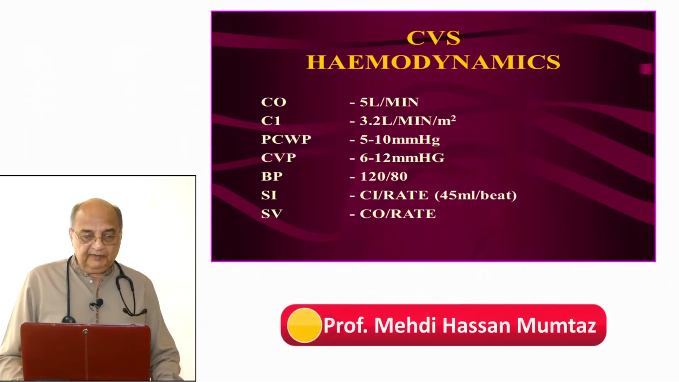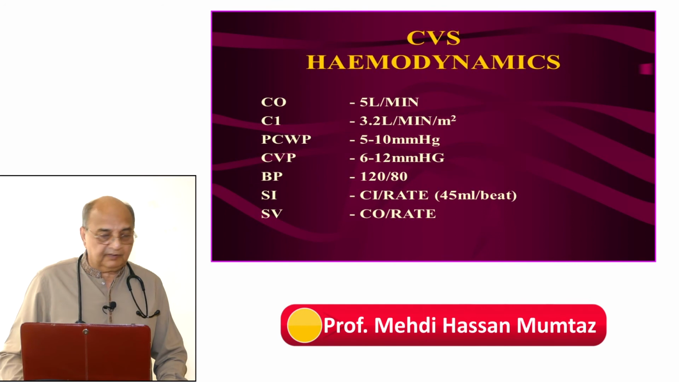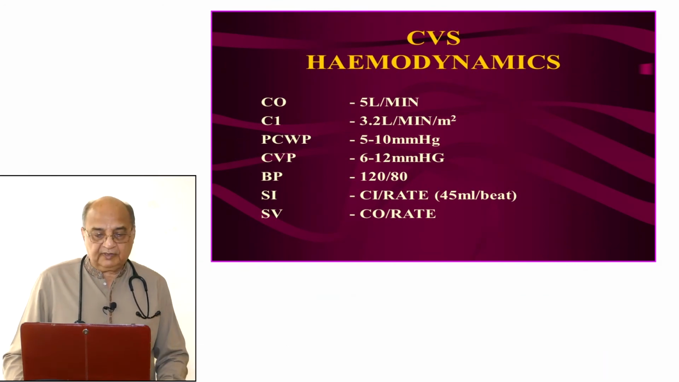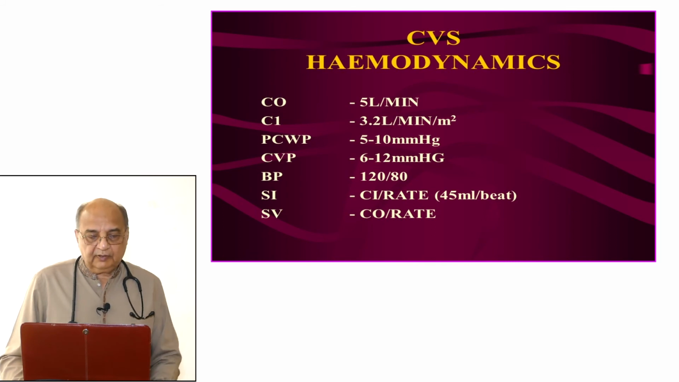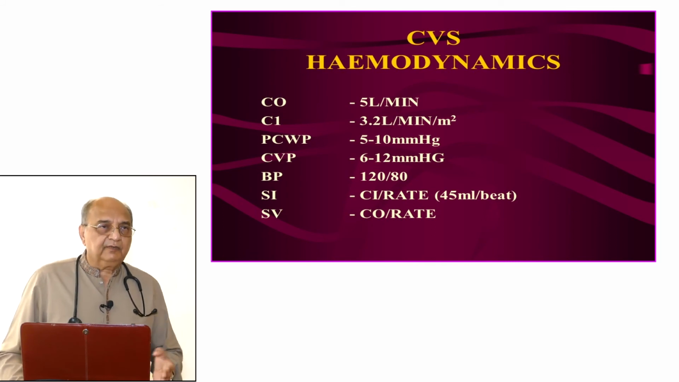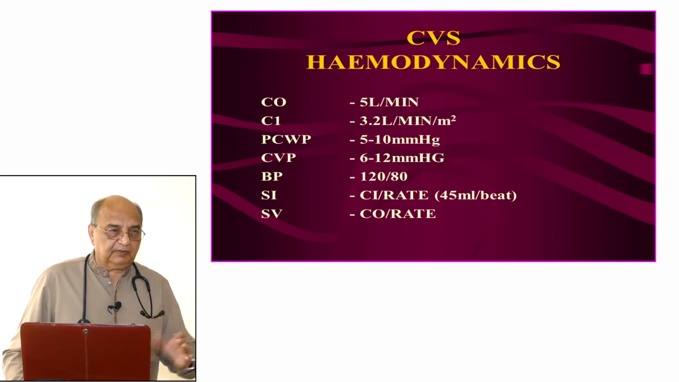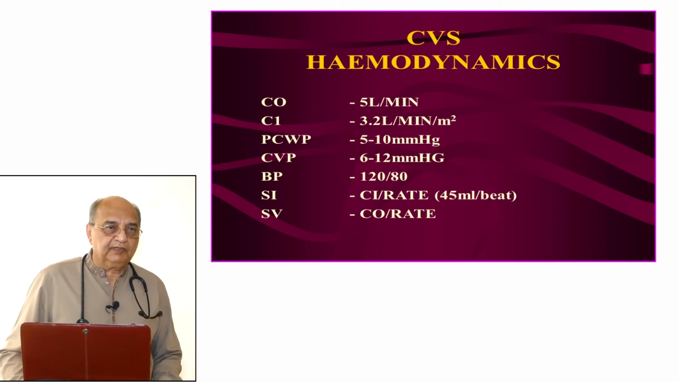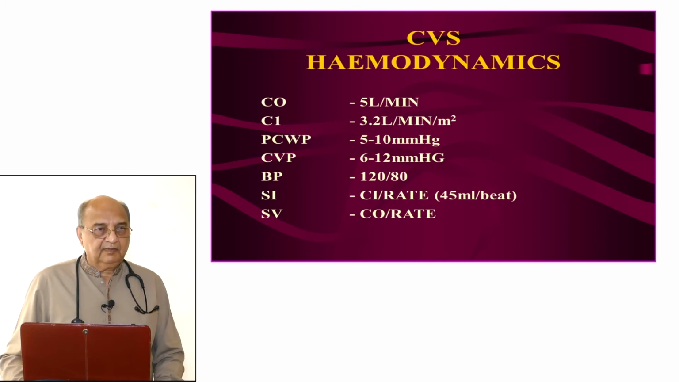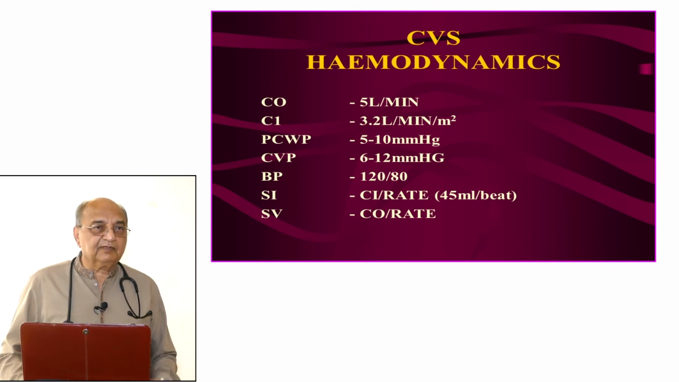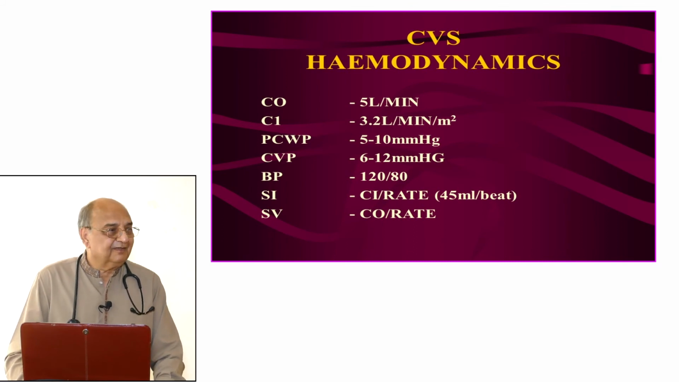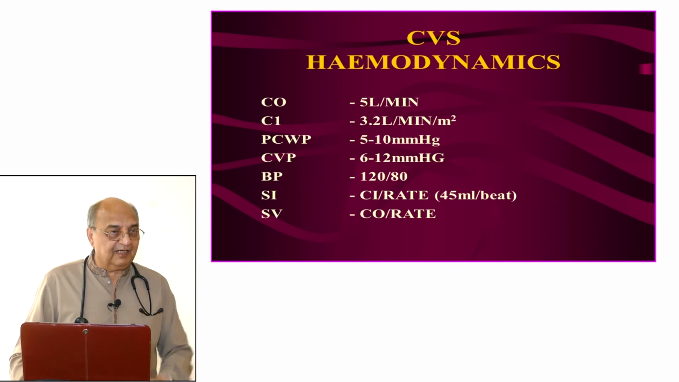Then pulmonary capillary wedge pressure is 5 to 10 millimeters of mercury. Central venous pressure is 6 to 12 millimeters of mercury. Blood pressure normally we take is 120 by 80. It's very difficult to get this blood pressure. नर्सेज का अराउंड अबाउट 100 होता है, 100 बाई 50 सीसी कहते हैं, हमारा तो नॉर्मली है, कितना है 100 है. डॉक्टर का 150 पे पहुँच जाता है, कहते हैं कि 120 वाली ढूंढनी बड़ा मुश्किल है. Then stroke index is cardiac index divided by rate per beat.